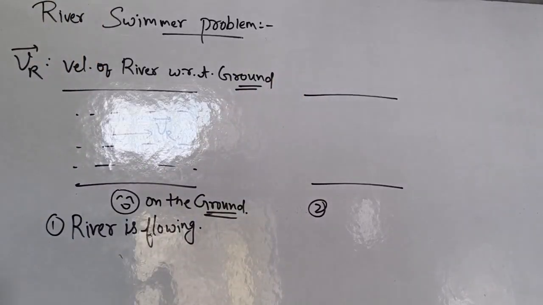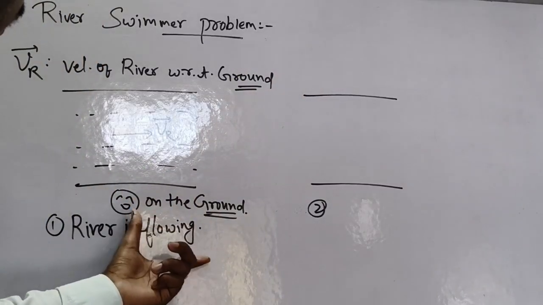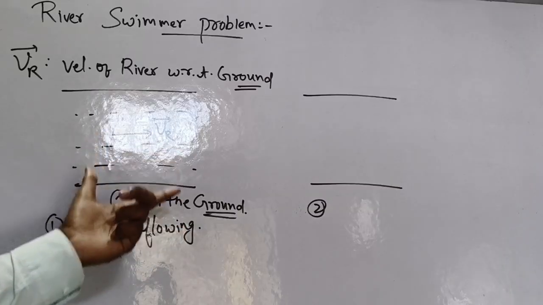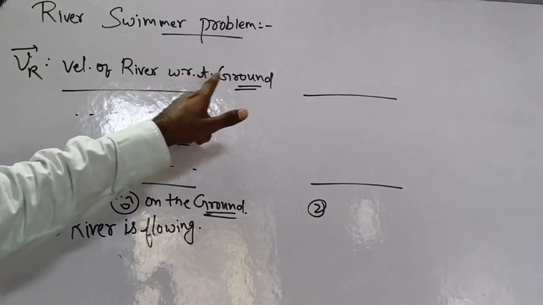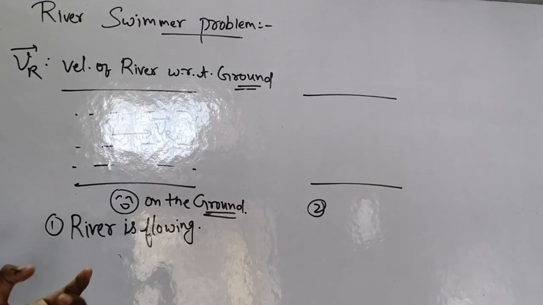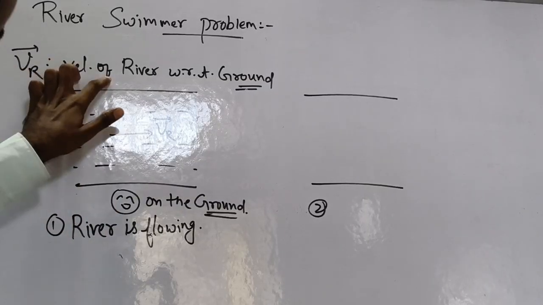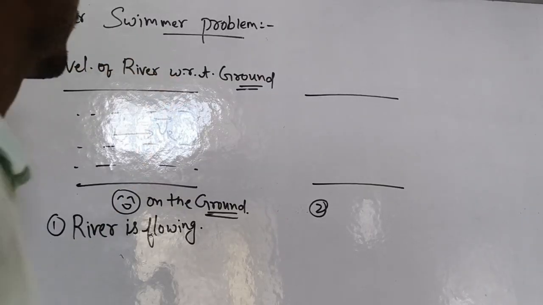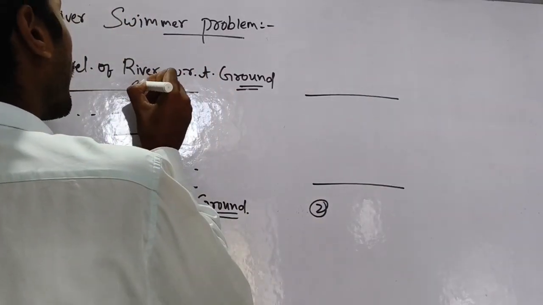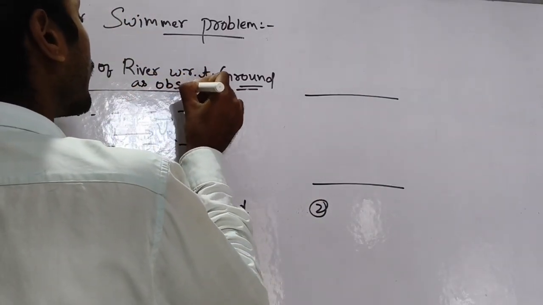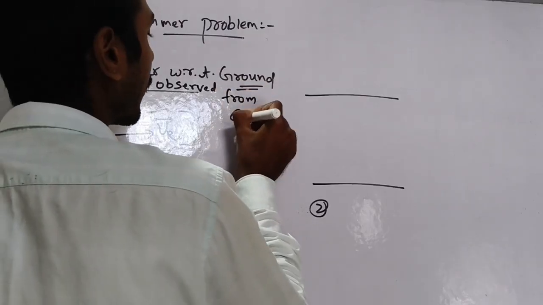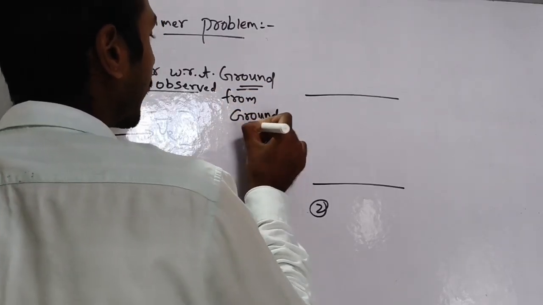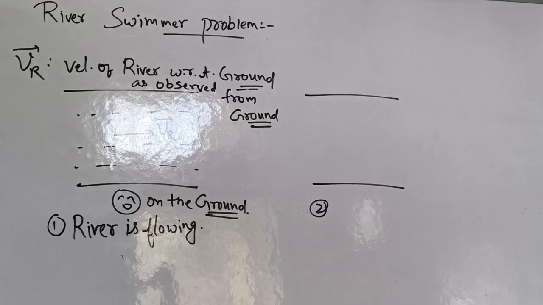Yes or no? Got it? You are the observer, you are watching from the ground. Then you would say, sir, Vr is the velocity of the river with respect to ground, or you will say it is the velocity of the river as observed from the ground. Got it?